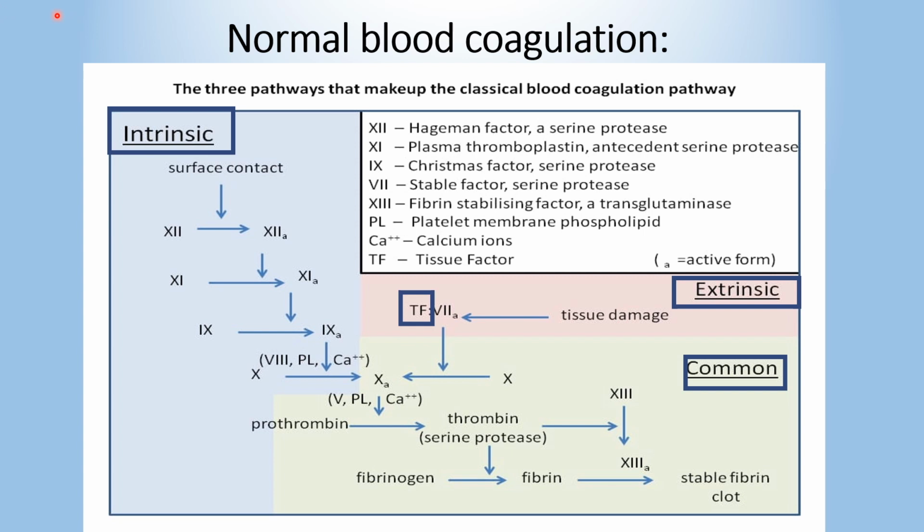The normal blood coagulation pathway can also be divided into three broad steps. The first is the formation of prothrombin activator. The prothrombin activator consists of activated factor 10, activated factor 5, tissue phospholipids, and calcium ions. The second step is the conversion of prothrombin to thrombin. And the last step is the conversion of fibrinogen to fibrin.